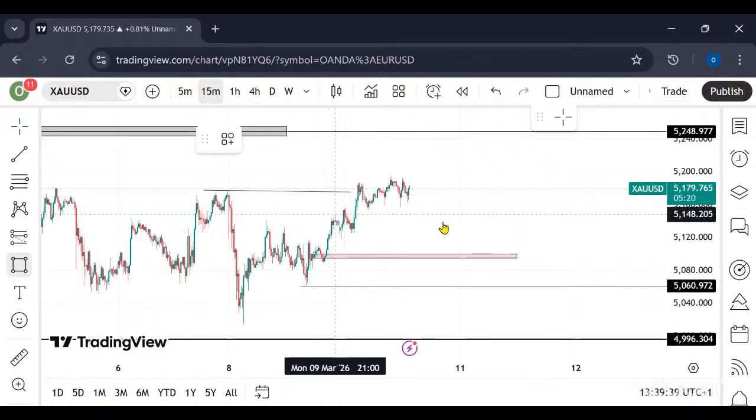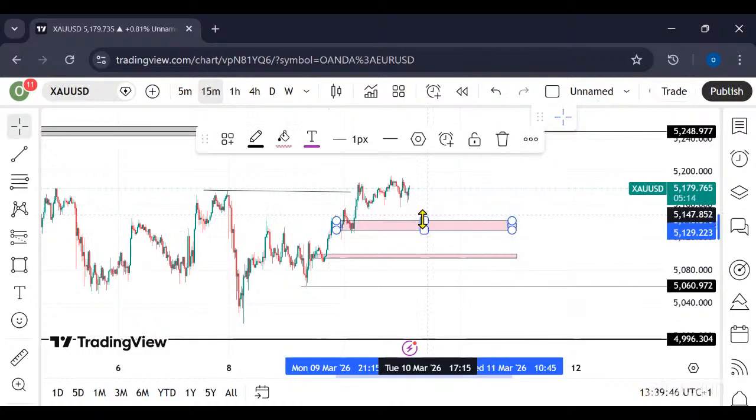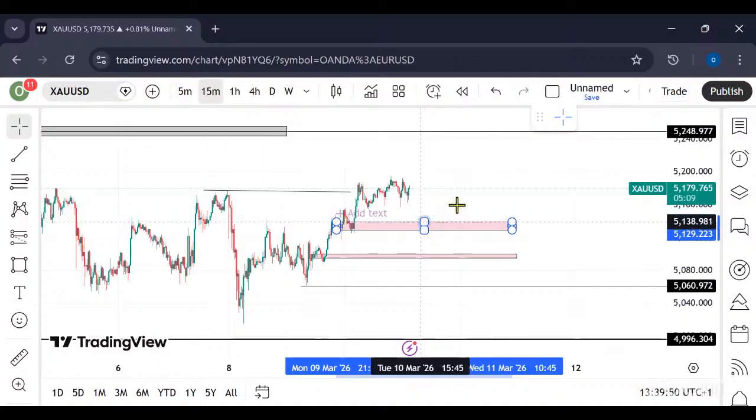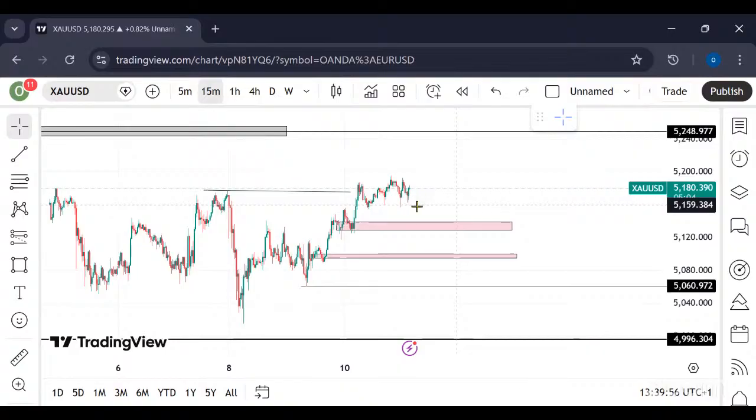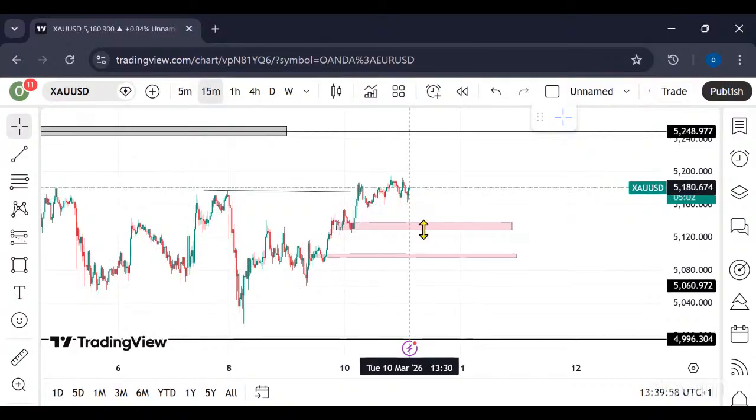But this demand zone might act as a trap. It might act as an inducement in the market. Once the market comes back to this demand zone, whenever you have two demand zones in the market, there's a high chance that the market is going to break the first demand zone.